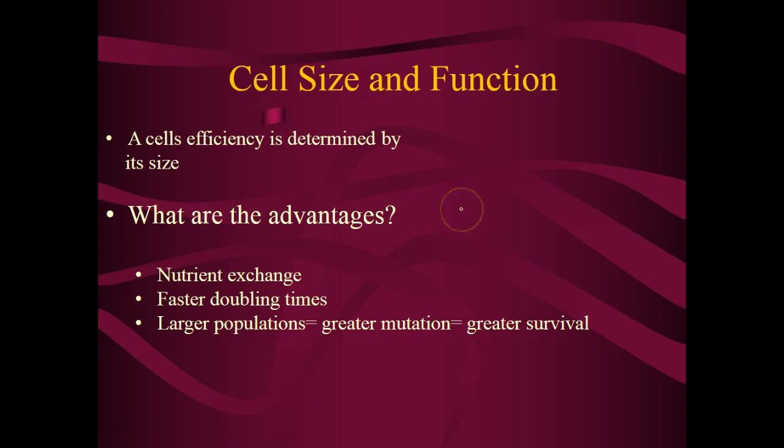So what is it all about? Cell size and function. A cell's efficiency is determined by its size. Simple. Right? You cannot be too large if you're a cell. Why are the biggest animals, i.e. blue whale or elephant, why are they composed of more cells and not just bigger cells?